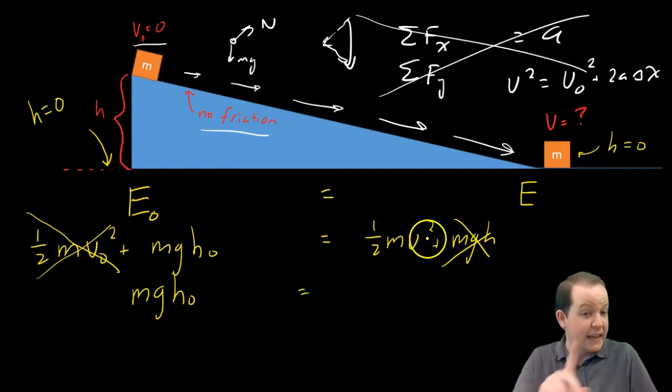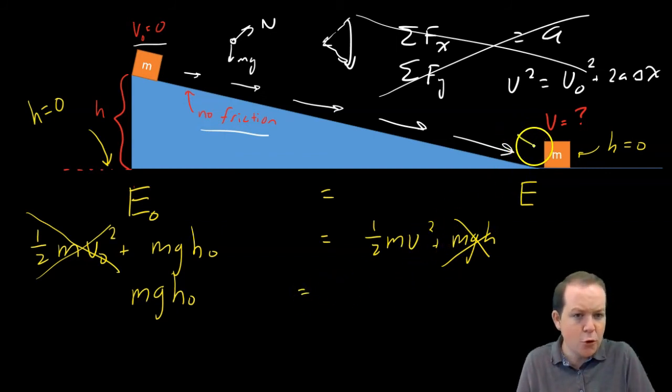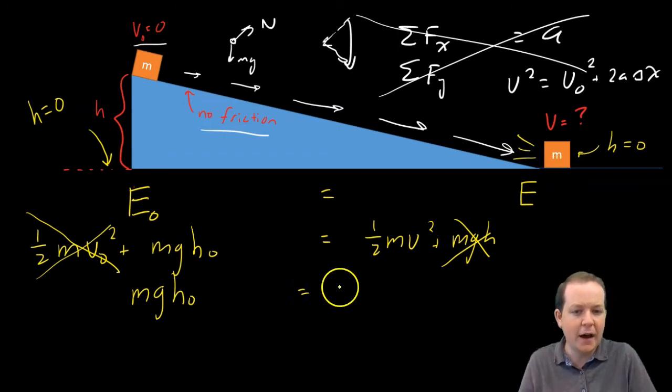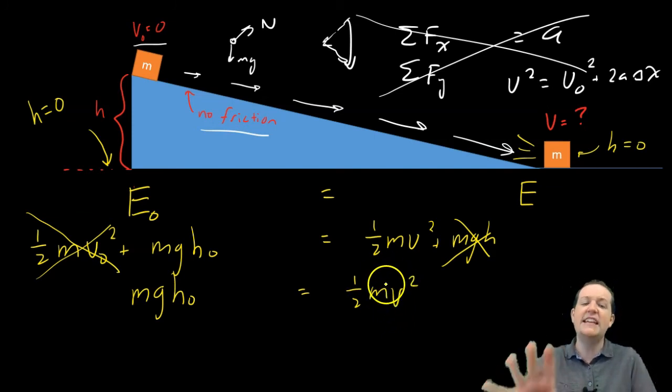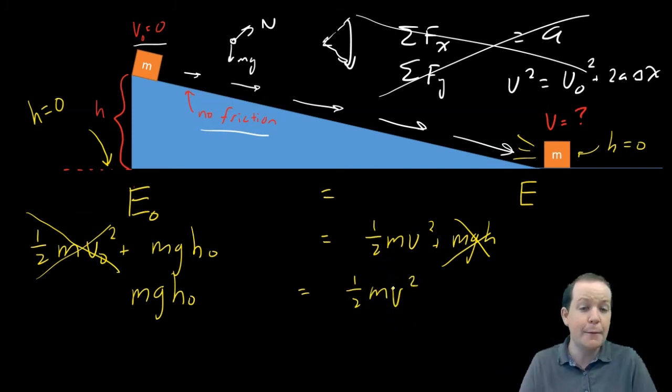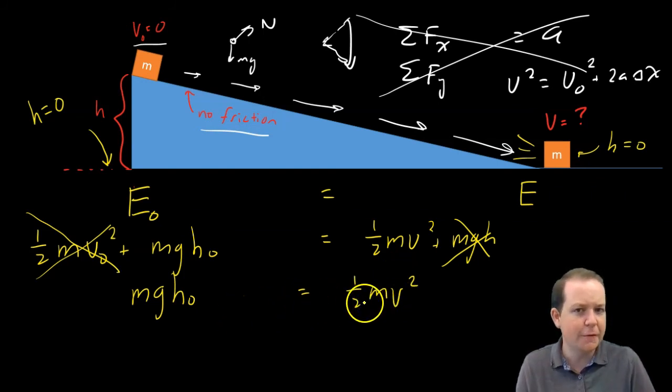So, is there kinetic energy? Yeah, it's probably moving, right? The box is probably moving at the bottom, so I have 1/2 mv squared. I don't break velocity into components. This is a scalar. Nothing needs to get broken down. This is my equation. Can I do a little more simplification?